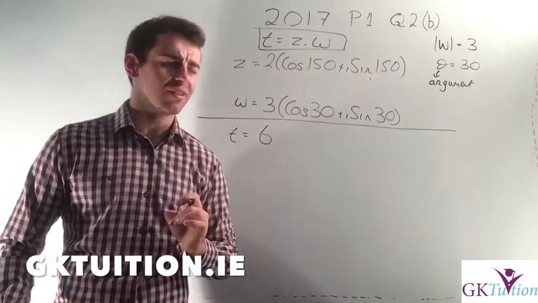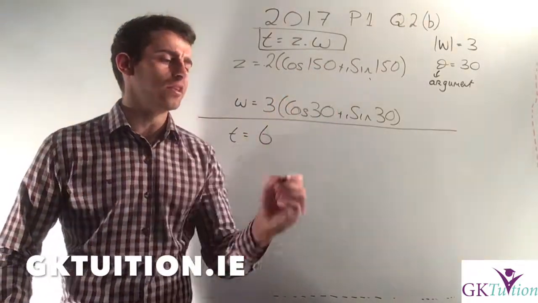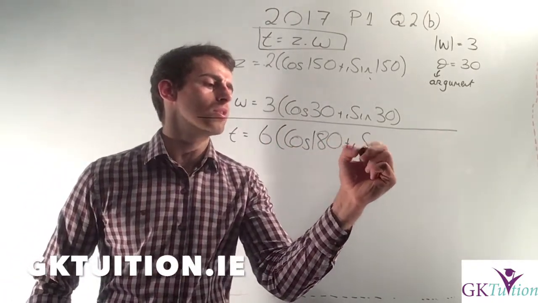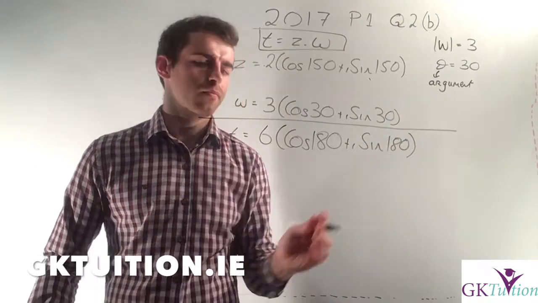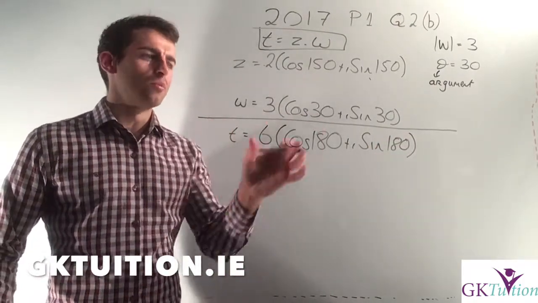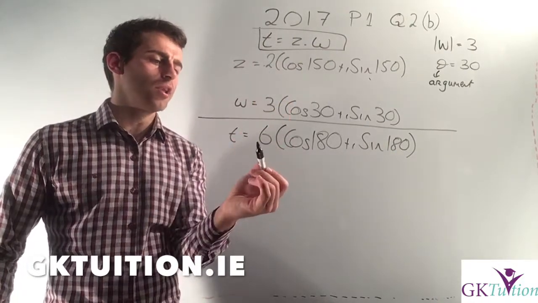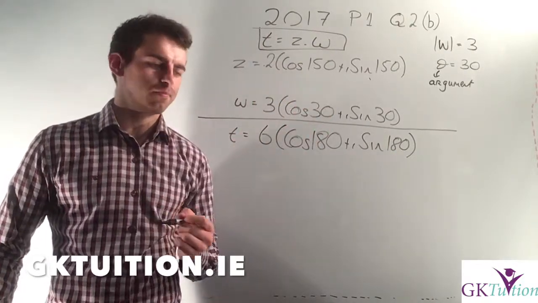And you just add the angles together. 150 and 30 is 180. So I get the cos of 180 plus i times the sine of 180. So if you have 2 complex numbers in polar form, when you multiply them, you just multiply the moduli by each other and add the angles together.